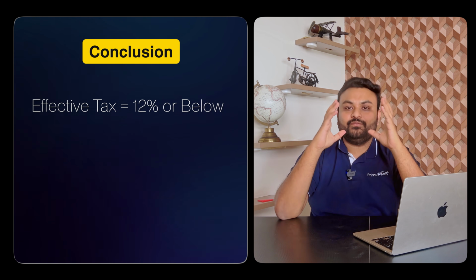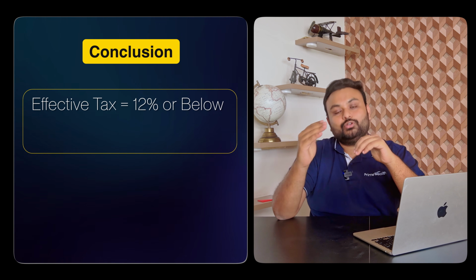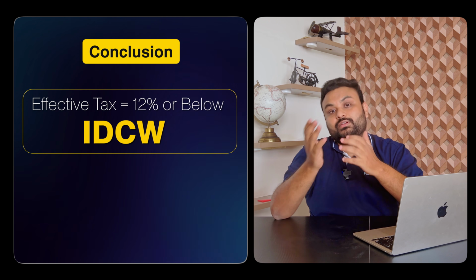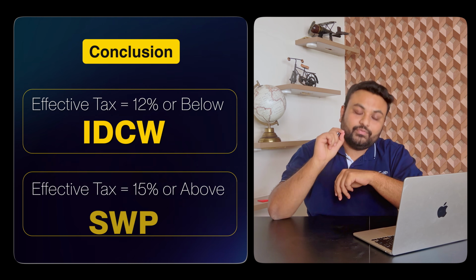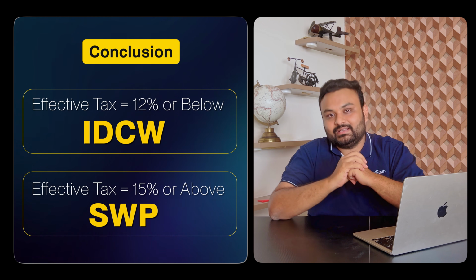But in case of IDCW, even if it shows that you are getting very good amounts of dividend, you might end up paying higher taxes if you are in the higher tax slab. So the way I try to look at it is, if effective tax that you are going to pay on your entire wealth is 12% or below 12%, always go for IDCW. But if you are somebody who falls in 15% or 20% tax slabs, always go for SWP, because your post-tax returns in case of SWP are going to be better in that case.